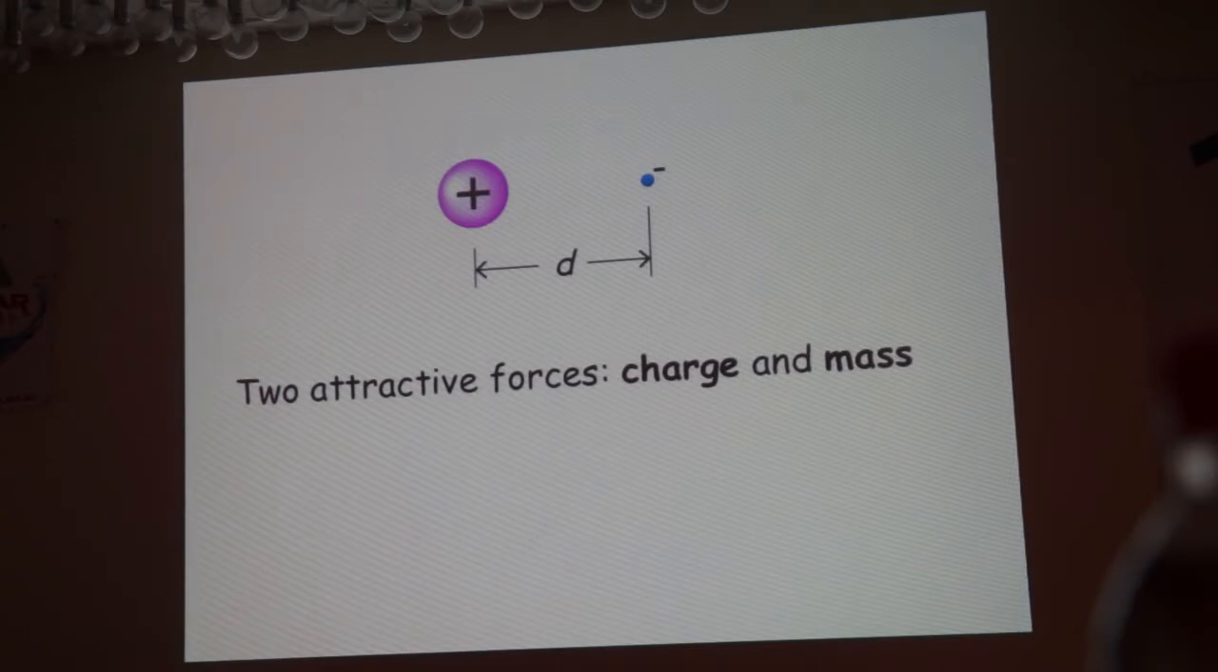I don't know what your response would be, but I think most people would estimate that probably the charge force is greater than the gravitational force. Would everybody agree with that? Okay, by how much?